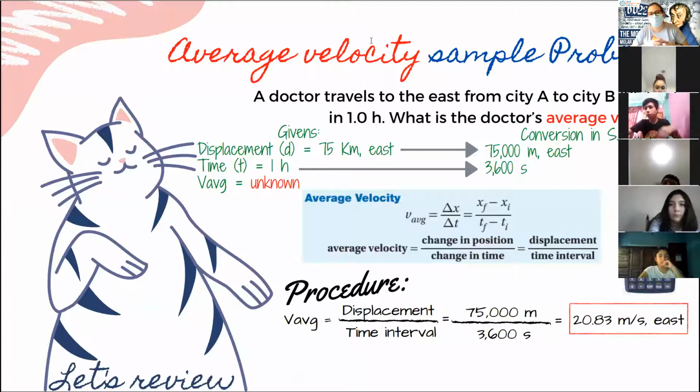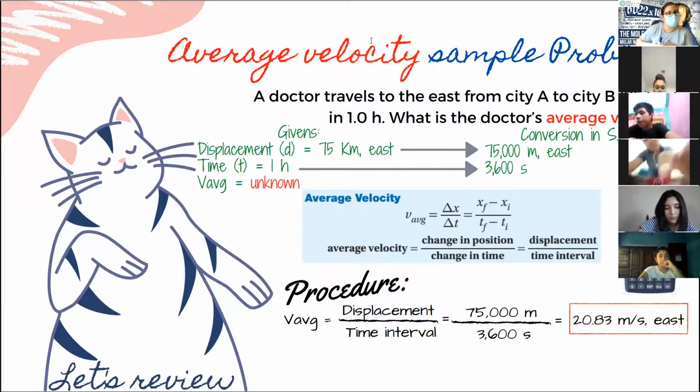So, first, what we need to do is take out the givens. It's given me 75 kilometers. Remember, the displacement involves direction. So it says the doctor travels to the east. So those 75 kilometers are to the east.